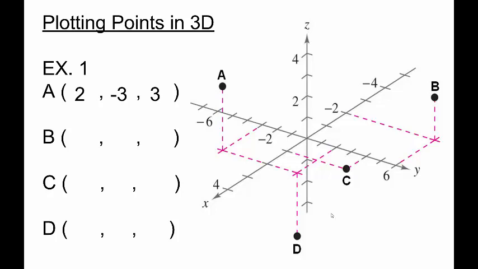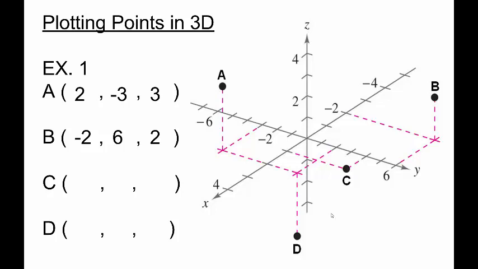Same thing for B. We start on the x-axis. They went backwards 2 spaces, so that's negative 2. They went to the right 6 spaces on the y-axis, positive 6. And then to get the z again, I'm going to take my fingers and measure from that x to the B point, and then measure that up against the x-axis, and that's about 2.